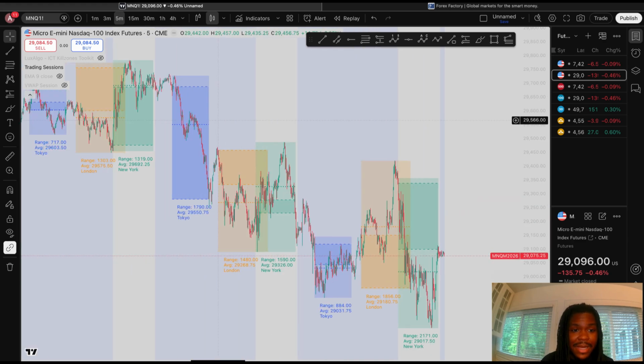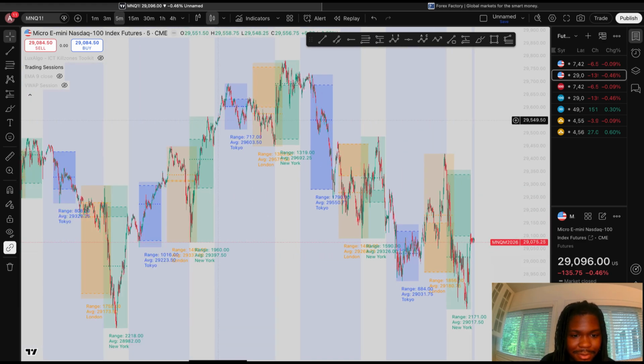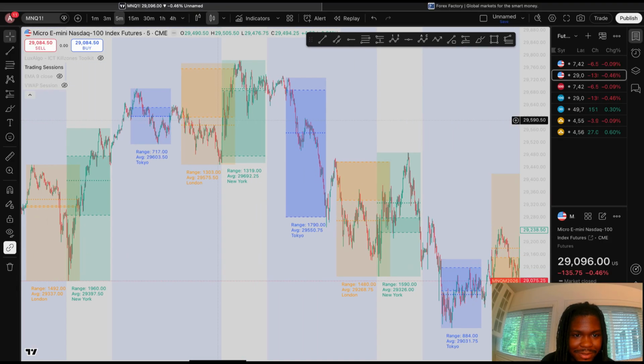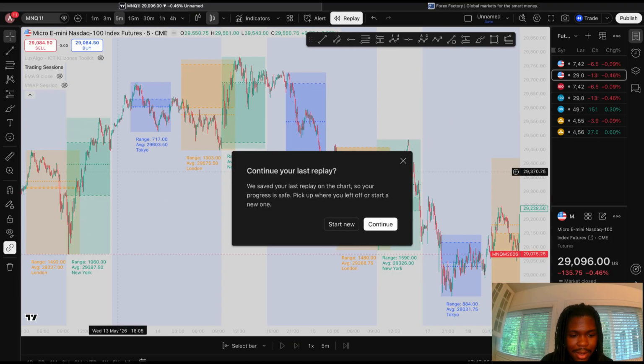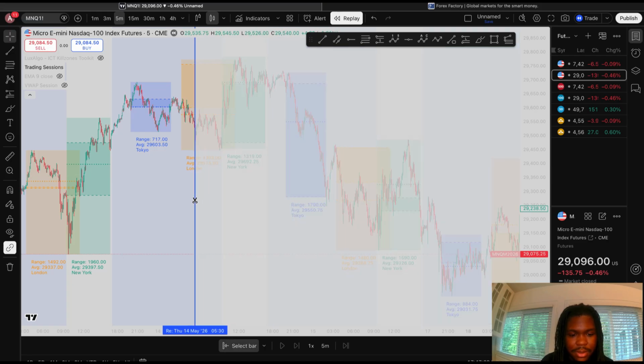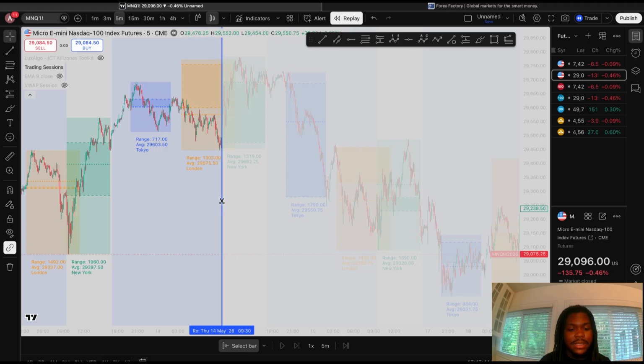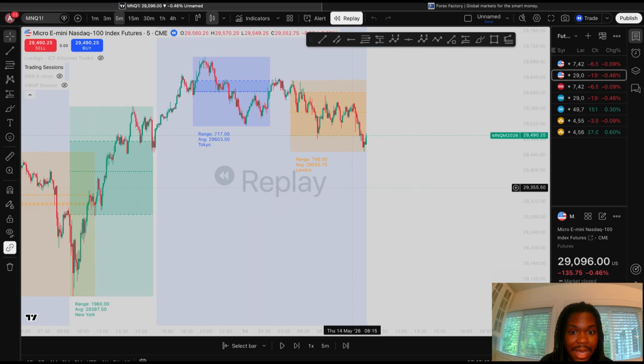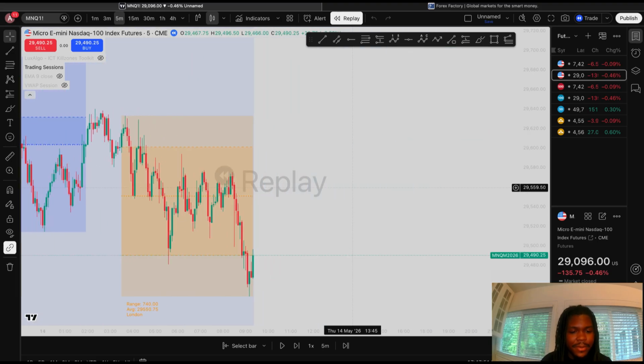I like the example we've been using, so I'm going to go back to that example, which I think was the 14th of May, if I'm not mistaken. Yeah, so we're going to go to the 14th of May. I trade the 9:30 New York Stock Exchange open, so I'm going to go to the 9:25 candle so I can give you a bar replay look of what I'm seeing in the market.